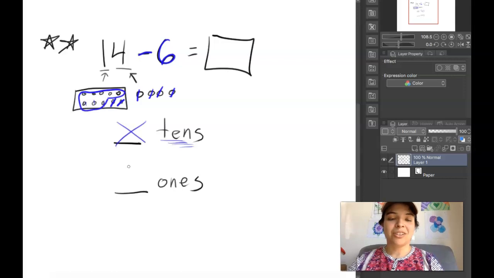I sure don't. There are no 10s. 0 10s. There's only 8 1s left. So do you know what that means? When we come over here, our answer is not going to have anything in the 10s place. There's only going to be something here in the 1s place, and it is 8. 14 minus 6 is 8.